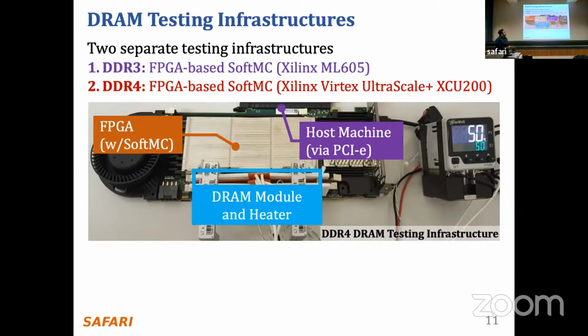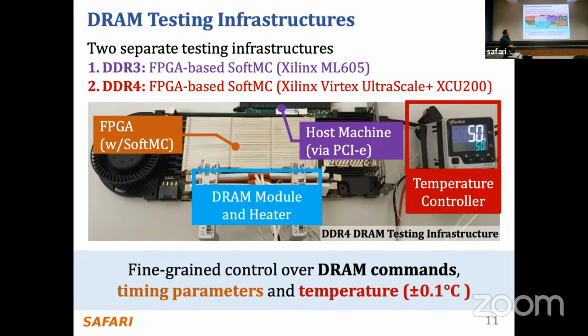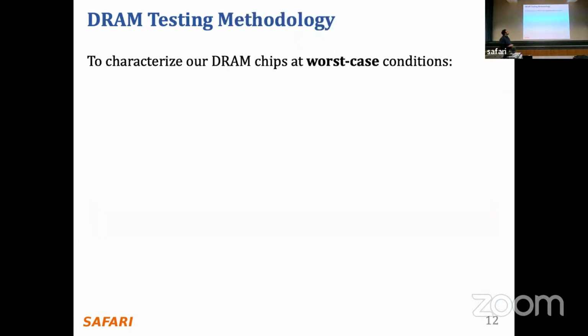And we have a DRAM module that is clamped with heaters here. And these heaters are controlled by this temperature controller here. And we have the FPGA here with SoftMC, and there's a PCIe connection going to the host machine. So this infrastructure provides us with fine-grained control over DRAM commands, timing parameters, and temperature.